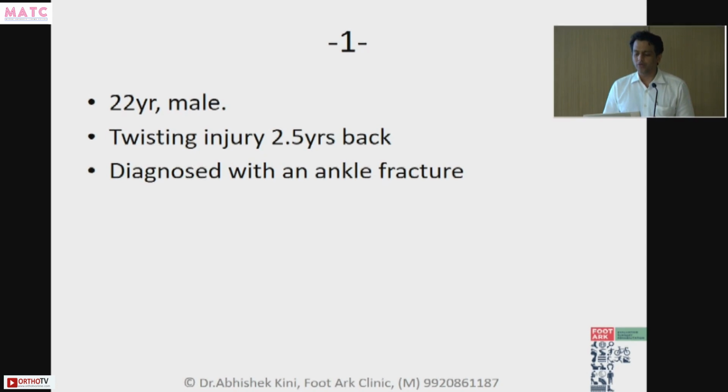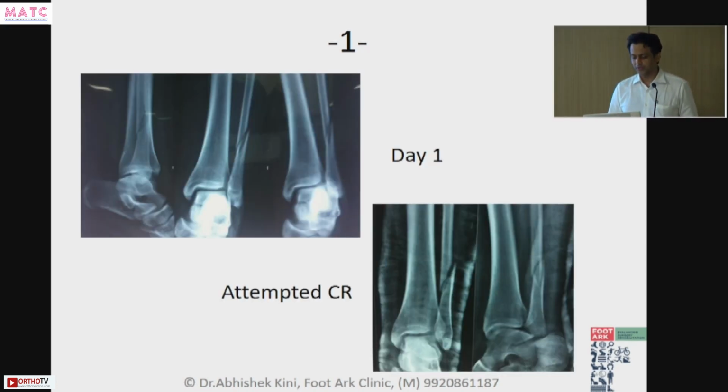So, a 22-year-old male, twisting injury 2.5 years back, diagnosed with an ankle fracture. This was the fracture. An attempted closed reduction was done. Would anyone accept this? Ronak? Please read the X-ray, Ronak.